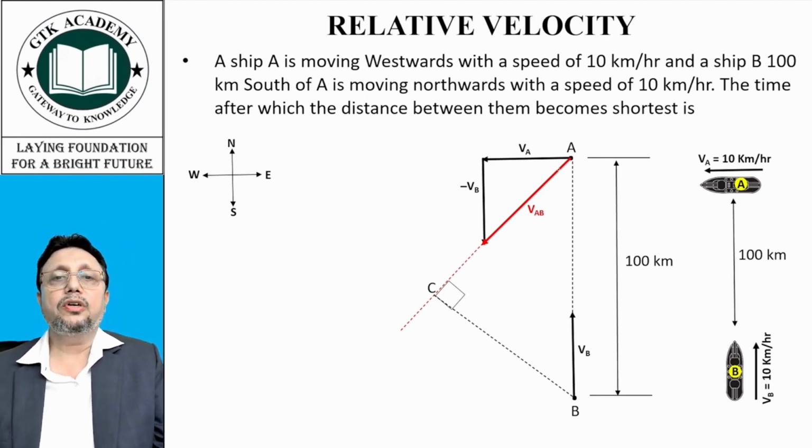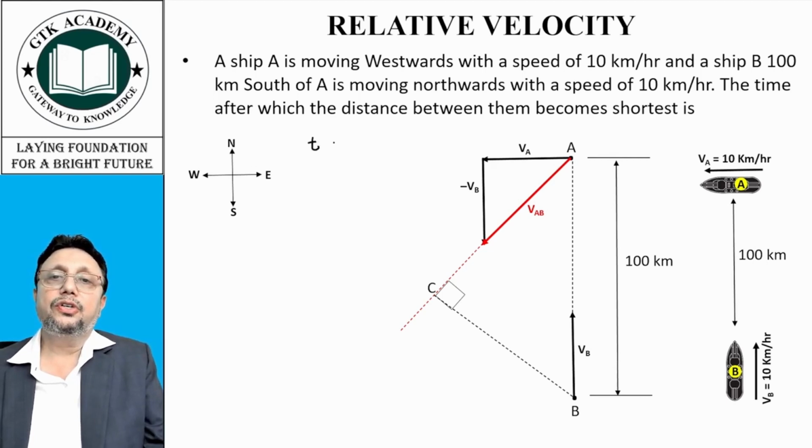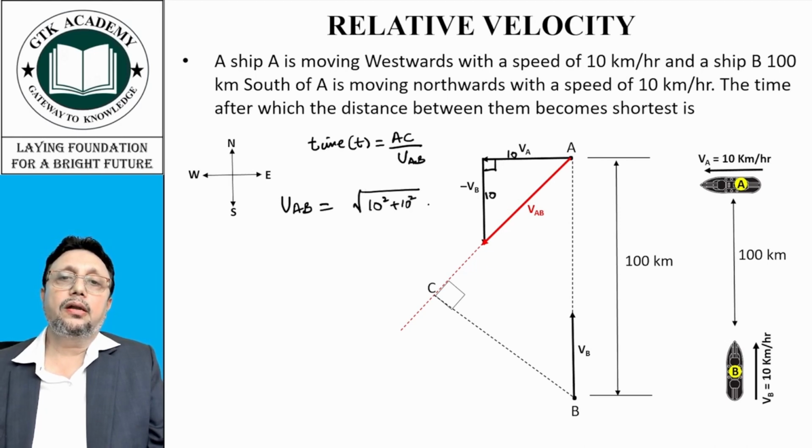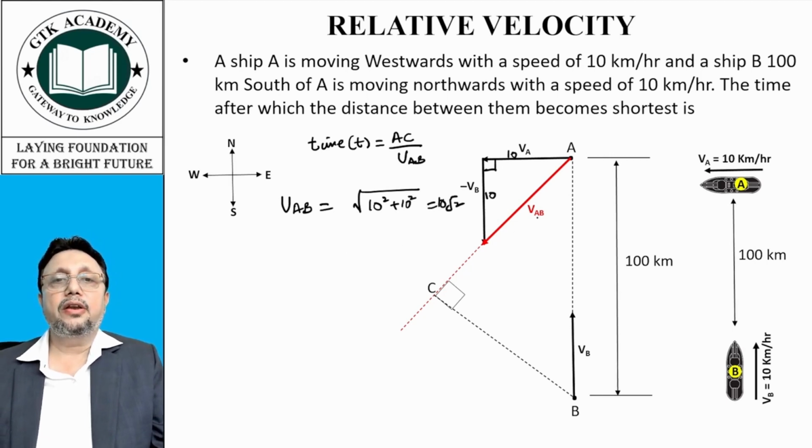So first of all, we'll calculate VAB, because here I'll write T, or time, equals AC upon VAB. Now VAB is equal to, this angle is 90, this side is 10, and this side is also 10, so it is under root 10 square plus 10 square, which is equal to 10 root 2. VAB is 10 root 2.